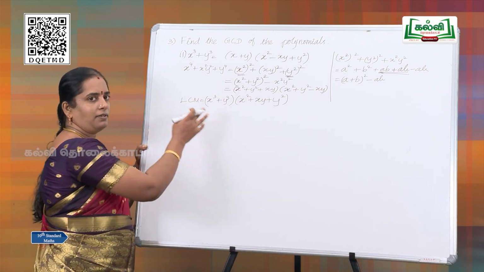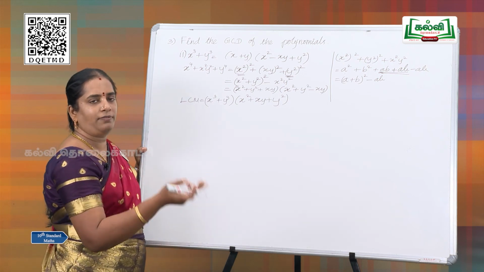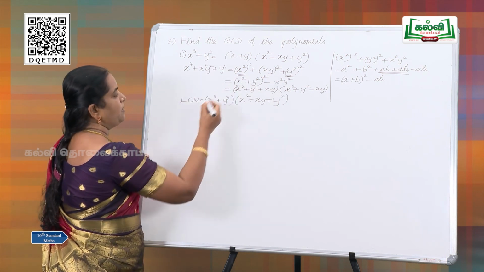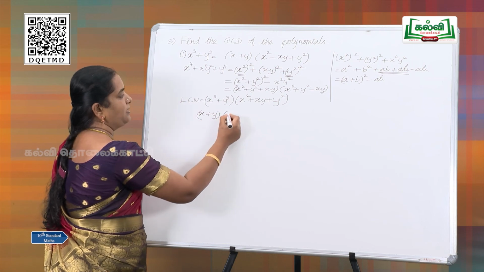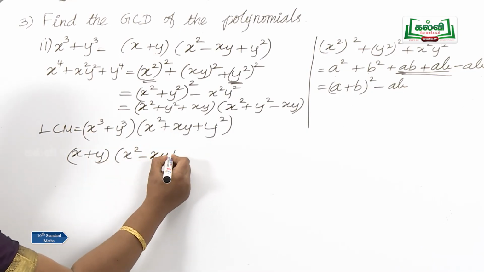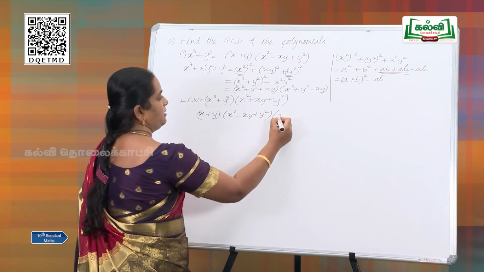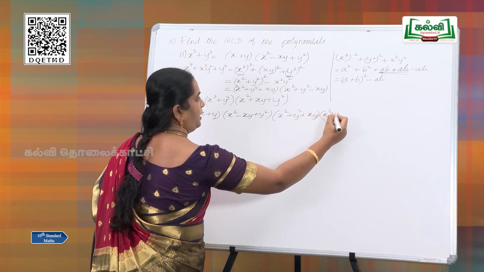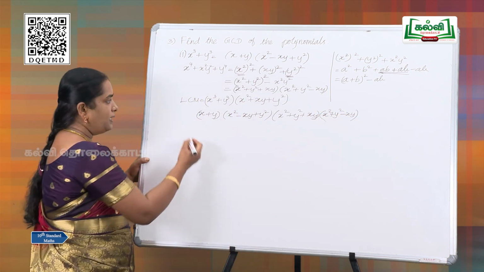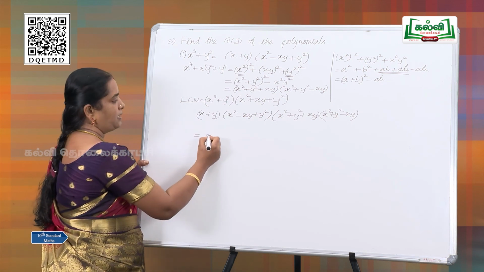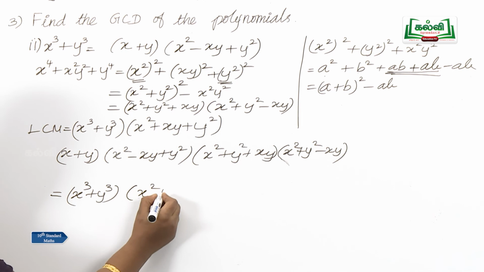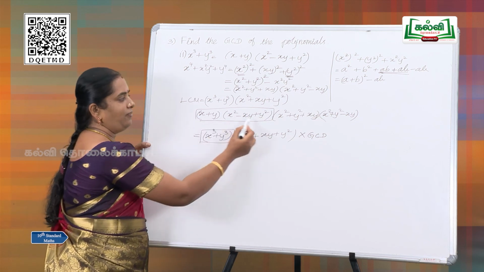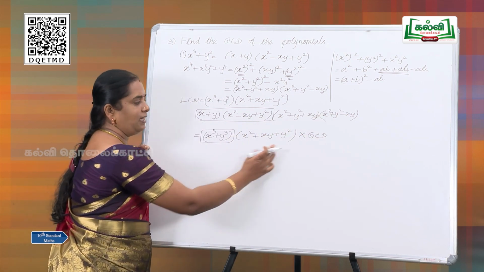Yes, we have factorized finally. So, we have the factors and we have the LCM, and using the relationship we can find the GCD. So, yes, write the relationship. I am going to substitute in the relationship, that is f of x, x plus y into x square minus xy plus y square, into g of x, x square plus y square plus xy into x square plus y square minus xy, is equal to x cube plus y cube into x square plus xy plus y square. So, this is our f of x and this is our g of x. This is our LCM into GCD.